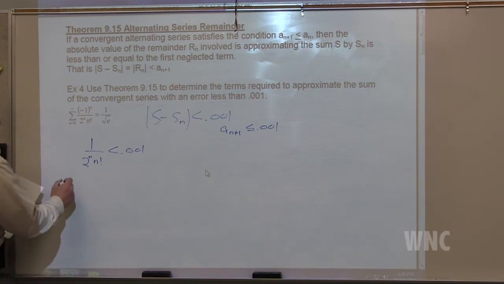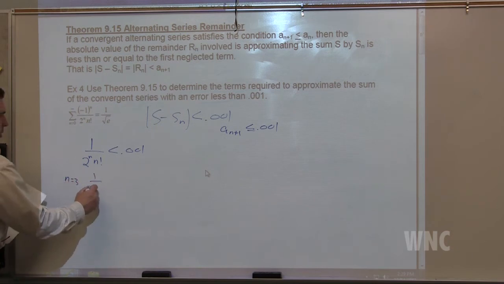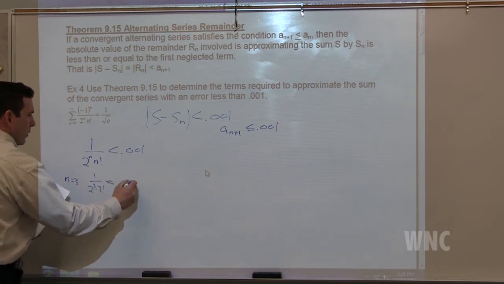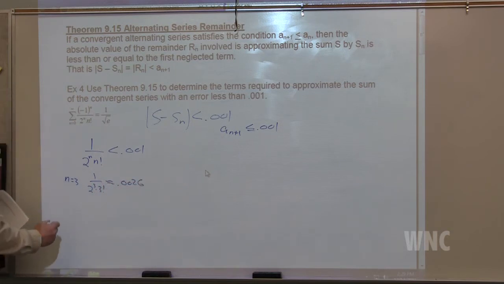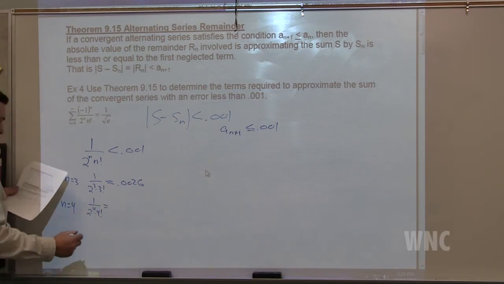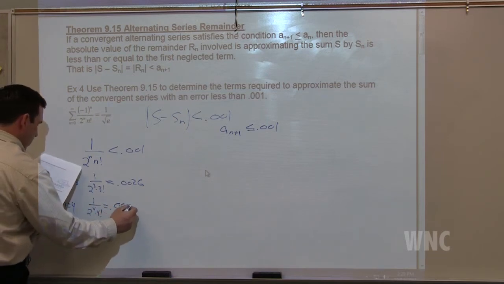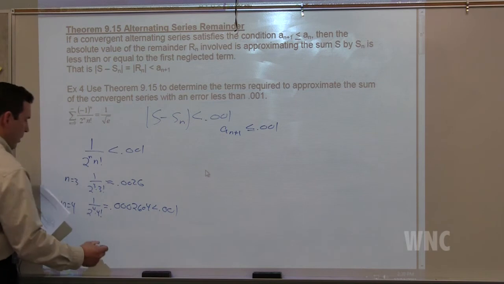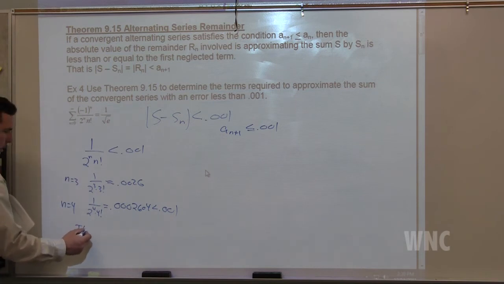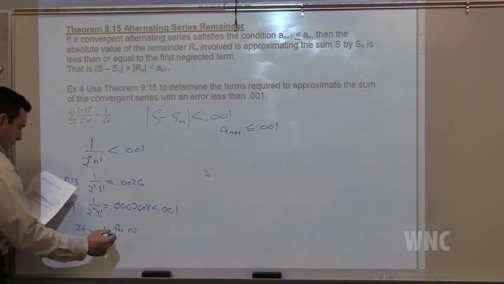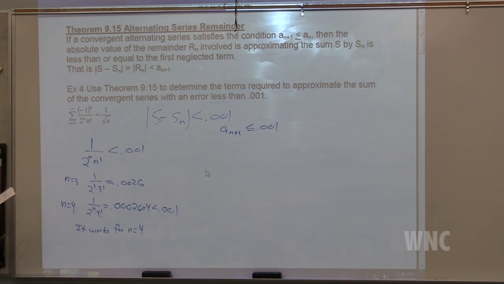So let's try some values. If we do n equals 3, we have 1 over 2 cubed times 3 factorial, and that would be approximately 0.0026. So that's not quite there. Let's do n equals 4. That'd be 1 over 2 to the 4th times 4 factorial, which would be approximately 0.0002604, and that is less than 0.001. So it works for n equals 4. So we don't have to go that far.